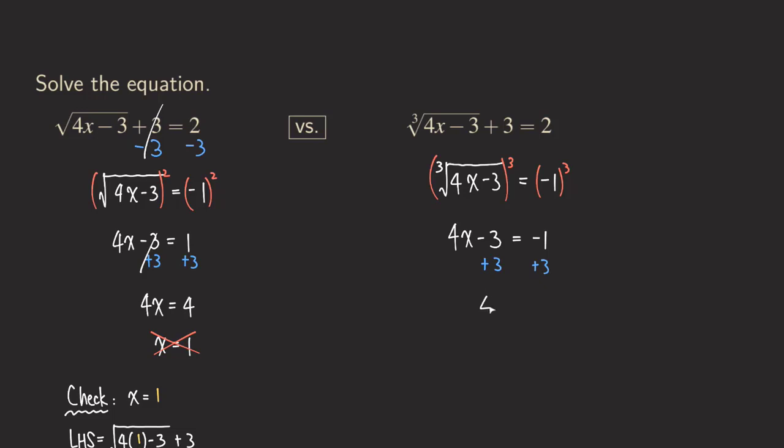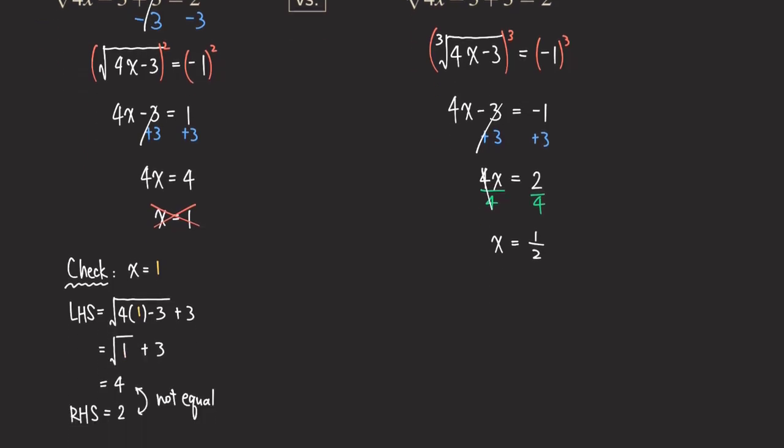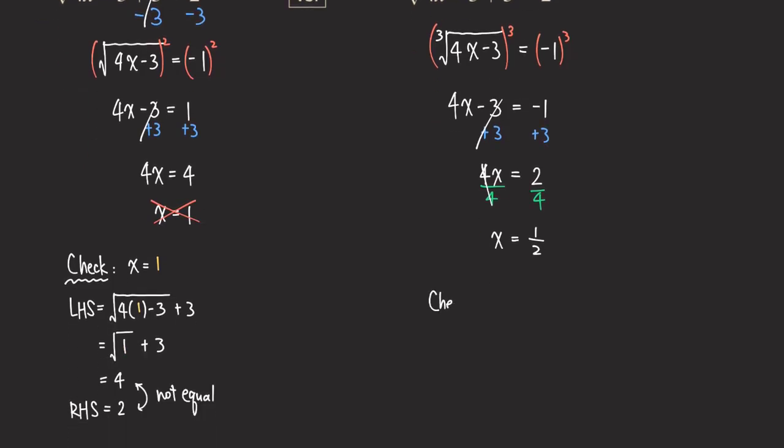So adding 3, we are going to get 4x is equal to, what is that? That's +2. So now divide both sides by 4. Then we are going to get x is equal to, what is that? That's 1/2. Okay? And then we can do the checking.